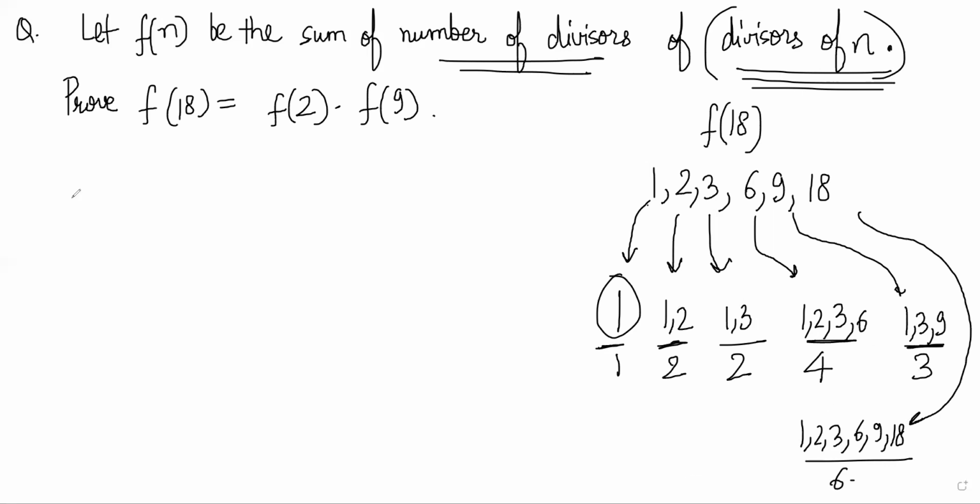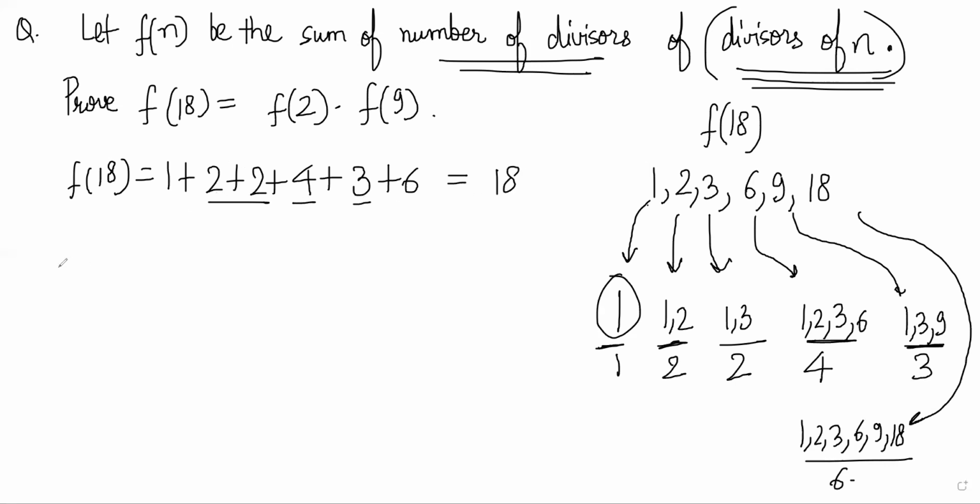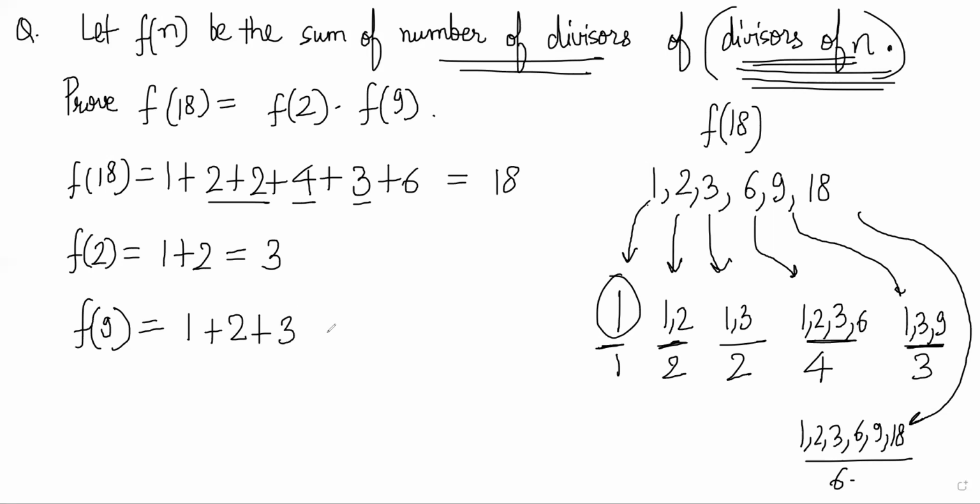So f of 18 is the sum of the number of divisors: 1 plus 2 plus 2 plus 4 plus 3 plus 6, which is 18. Similarly, what is f of 2? Divisors of 2 would be 1 and 2, and the sum is 1 plus 2, which is 3. f of 9: divisors of 9 would be 1, 3, 9, and the sum of the number of divisors will be 1 plus 2 plus 3, which is 6. So now you can show that f of 18 is equal to f of 2 into f of 9.